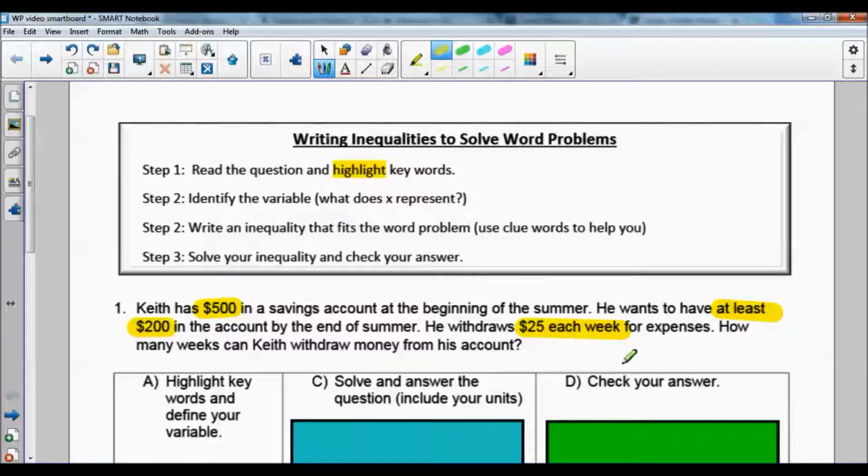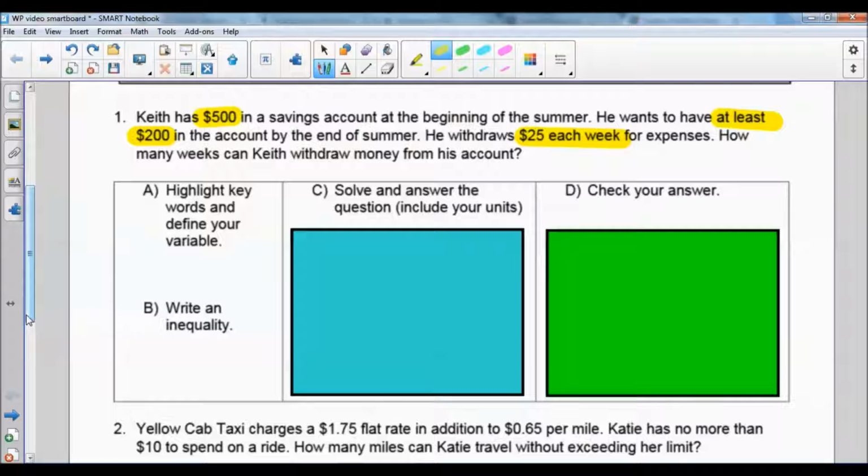How many weeks can Keith withdraw money from his account? So first our variable here, x, is going to be weeks, right? We want to know how many weeks he can keep going like this. So we want to write our inequality using our keywords. If he wants to have at least $200, that means he can have $200 or ideally he would like to have more. So 200 would be our minimum. So really we want the money in our savings account to be greater than or equal to 200.